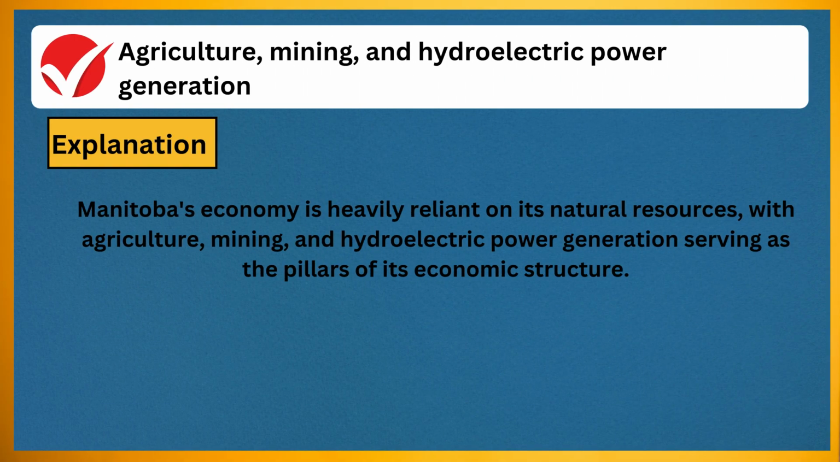The correct answer is agriculture, mining, and hydroelectric power generation. Explanation: Manitoba's economy is heavily reliant on its natural resources, with agriculture, mining, and hydroelectric power generation serving as the pillars of its economic structure.